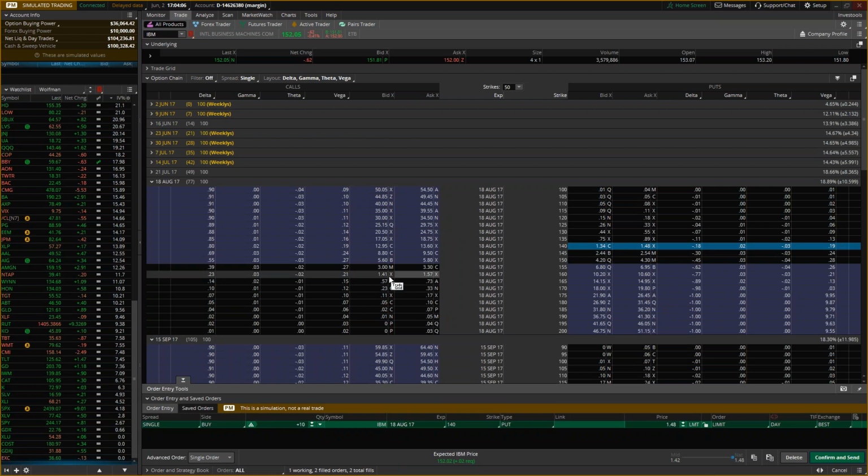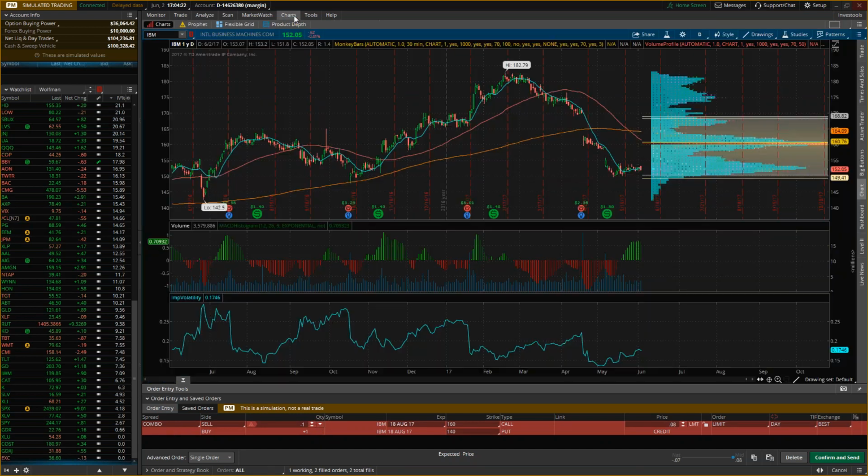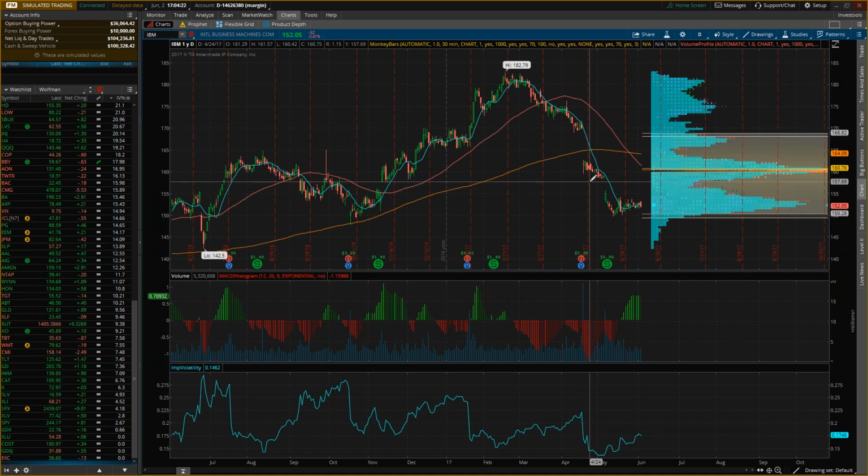So I need to sell the 160s. So the 140s, sell the 160s, getting an 8-cent credit on those. So if it continues down, I get to keep that credit, and I get to keep the credit if it stays below 160. So if it wants to come up and cover this gap, 160 is going to be where it wants to kind of settle down. So that's why I like that strike in there.